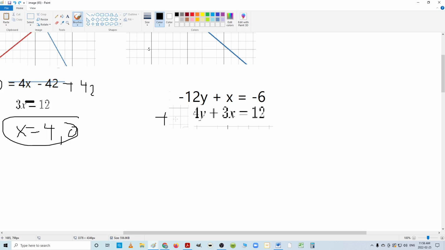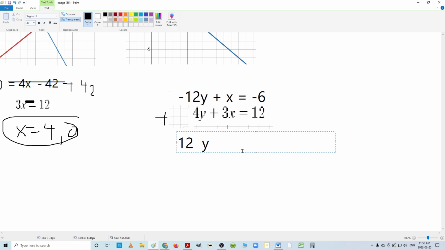So all I have to do is multiply it by plus 3. Let's multiply each term by plus 3. So 4y times 3 is 12y. 3x times 3 is 9x. And 12 times 3 is 36.